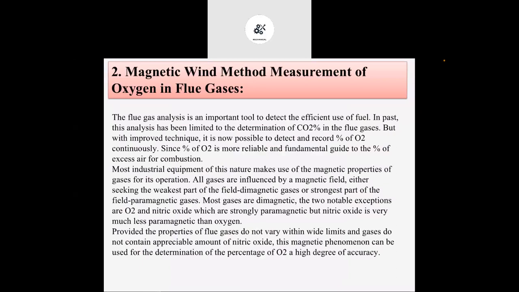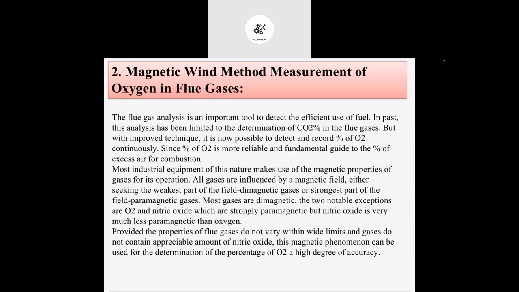Okay. So from the mixture of gases, we have to only measure the content of the oxygen. And for that, we are going to use this particular method, the magnetic wind method. Now, before that, what are the different properties, and how do we separate out that oxygen gas from the mixture of gases? For that, we are using the properties of the gases.